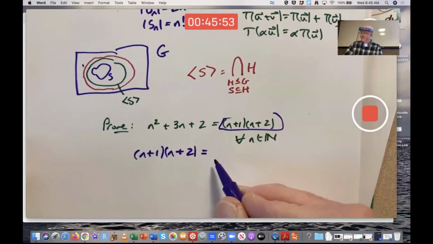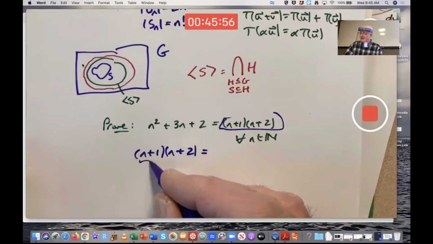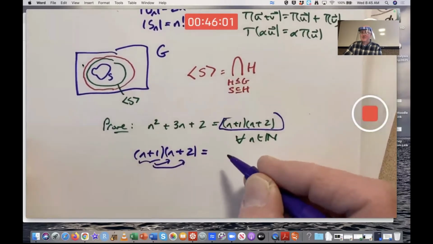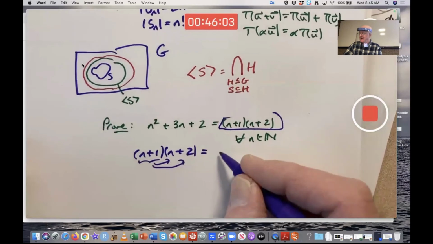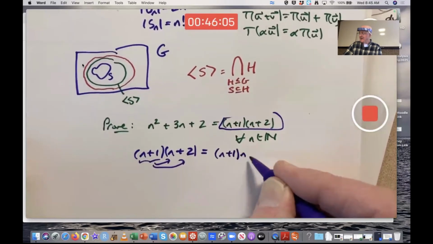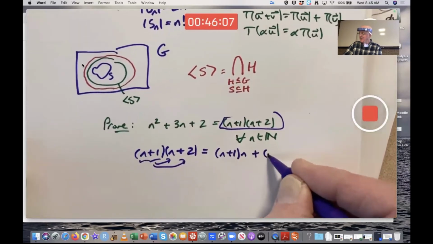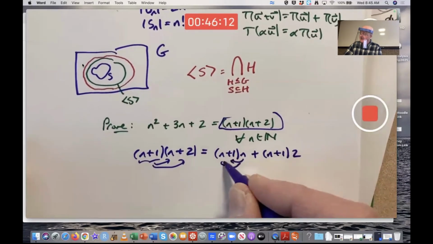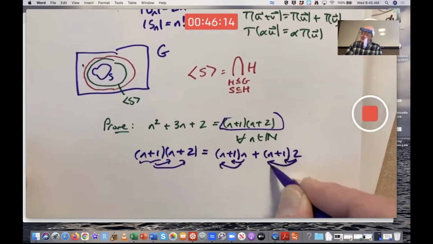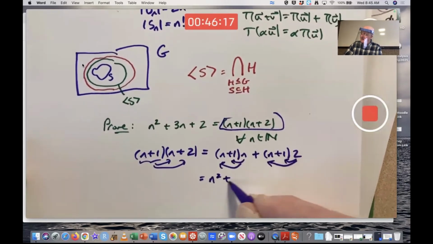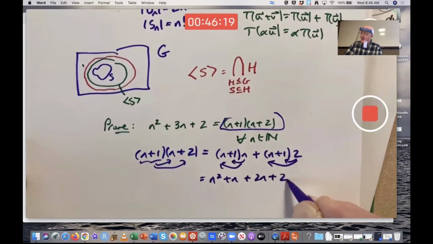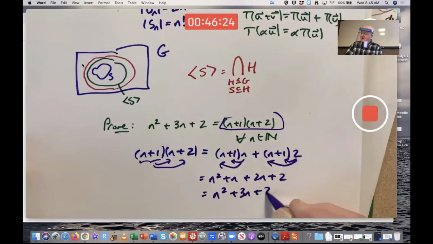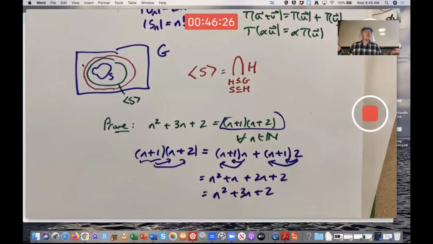Should I be extra technical about it? Let me distribute this through. I'm not going to use FOIL here. I'm going to actually use the distributive property. Distribute n plus 1 through the parentheses here to get n plus 1 times n, and then n plus 1 times 2. And then use the distributive property again to distribute here and distribute here to get n squared plus n plus 2n plus 2. Hey, I really foiled there. To get n squared plus 3n plus 2. Done. No need to use induction.